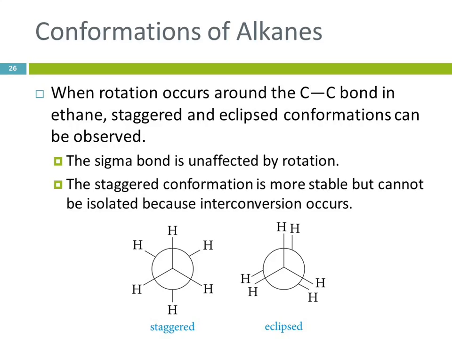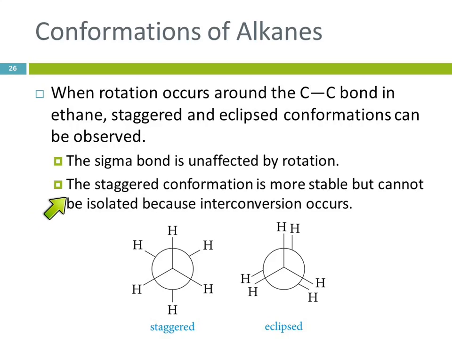The bond between the two carbon atoms is a sigma bond. Remember, the sigma bond was symmetrical along the bond axis between those two carbons. So when you rotate it, the sigma bond is completely unaffected by rotation. So single bonds rotate. They do.